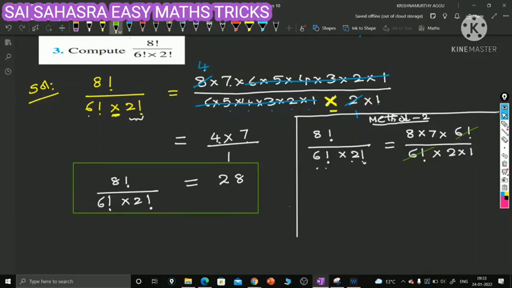We can stop, and when we are not writing up to 1, it is better to keep the factorial symbol. Further you are not proceeding. You are stopping at 6 only. After 6, you are leaving 5 into 4 into 3 into 2 into 1. That is why 6 factorial. Understood? Next calculation, 2 ones are 2, 4 times. What is left now? 4 into 7, 28 by 1. Finally you can write 28. Did you understand this? Method 2. Yes, sir.